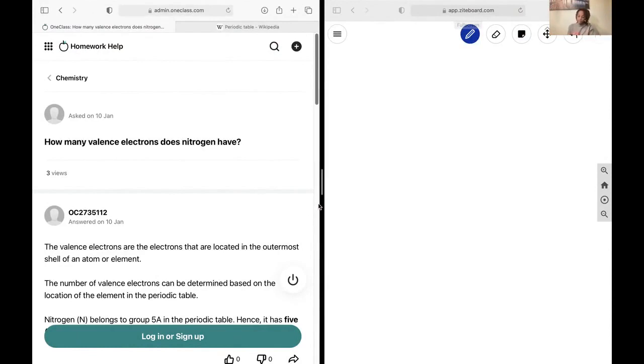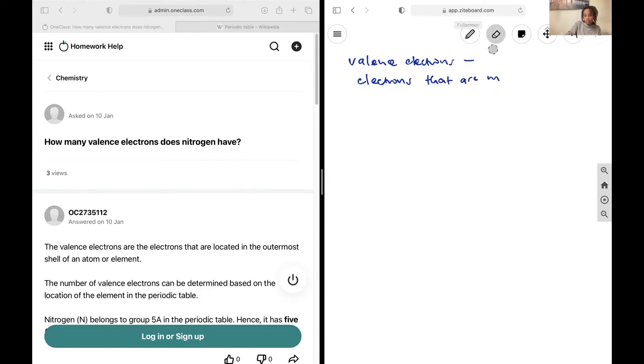So first you need to define what valence electrons are. These are the electrons that are most loosely held. The reason why we tend to care about them is because they are the ones participating in chemical reactions.